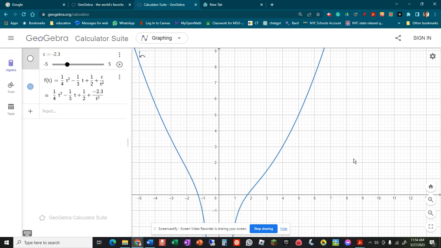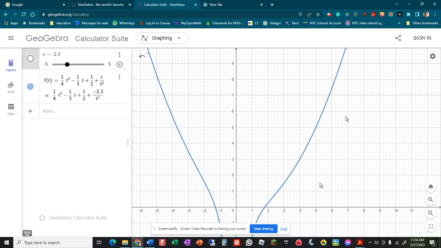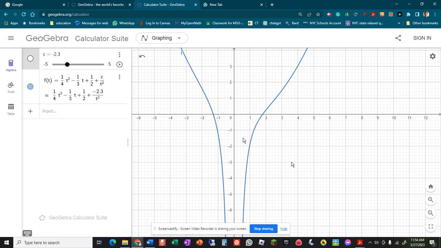When c is less than 0, it seems like the function is always decreasing, right? In both branches, the function is always decreasing. You don't have any minimum or maximum like that. So it's a completely different type of behavior. So c equal to 0 distinguishes between these two behaviors. It's like a borderline. When c is bigger than 0 is one type of behavior, when c is less than 0 is another type of behavior. So in that sense, c equal to 0 is a critical value, an important value.